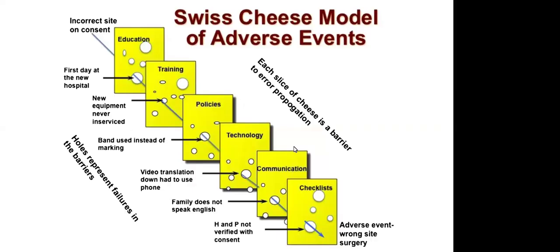Also, there was new equipment never before in service, and people were not trained on the equipment. A band was used instead of marking. The policies specify that they were supposed to mark the site of the surgery from the ward, for example, but then they used the band instead of marking, and whoever applied the band put it on the wrong place. The video translation of the imaging for the procedure was down as well, because that would have at least indicated if it was left or right, but that was down, so technology failed as well.